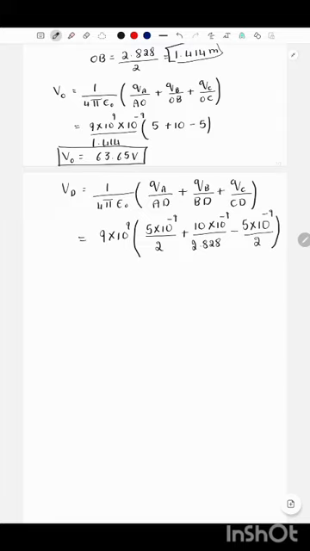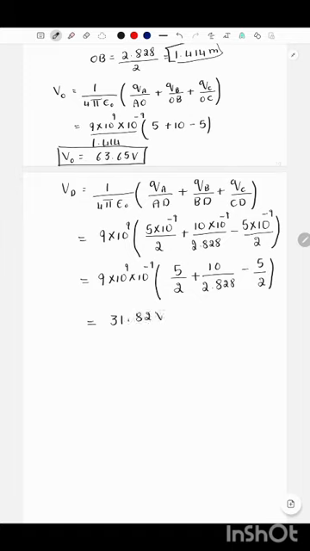QC is minus 5 into 10 raised to minus 9 divided by CD, it is 2 meter. Okay, here in all this one 10 raised to minus 9 is common. Therefore, I will take it outside, that is 9 into 10 raised to 9 into 10 raised to minus 9, into whatever is left over, that is 5 divided by 2 plus 10 divided by 2.828 minus 5 divided by 2. When we solve this one, we are going to get 31.82 volt is the answer. That is the potential at point D.